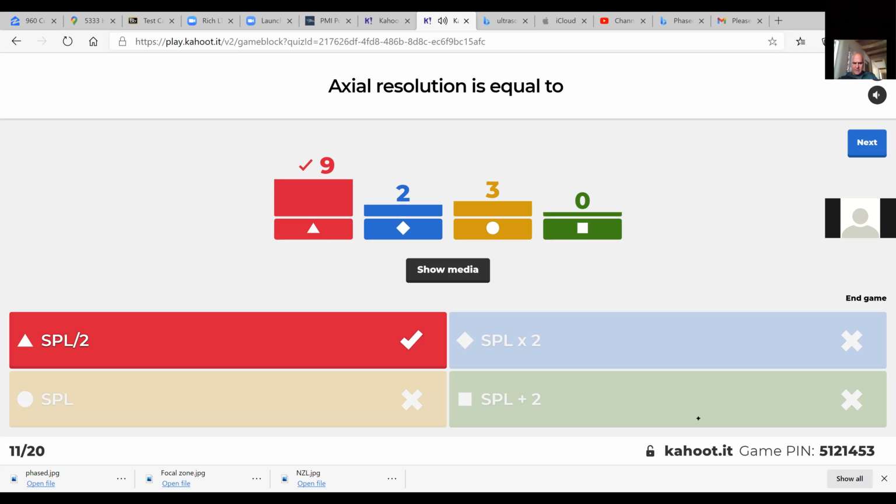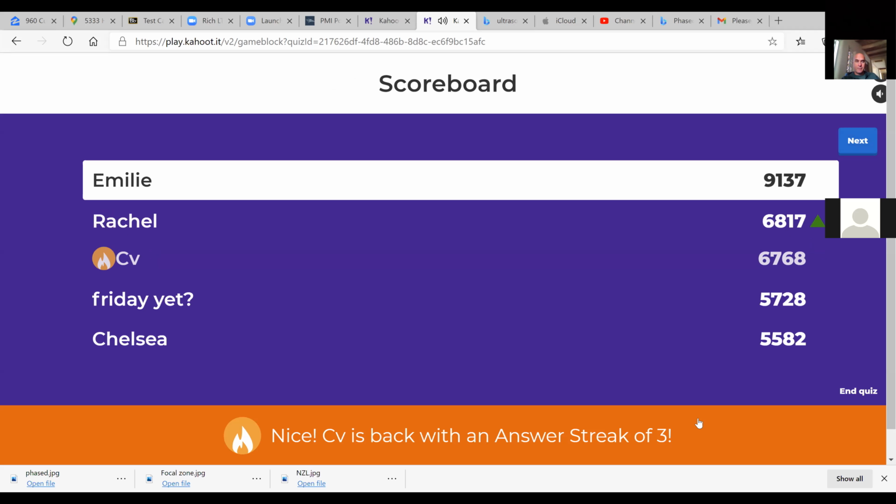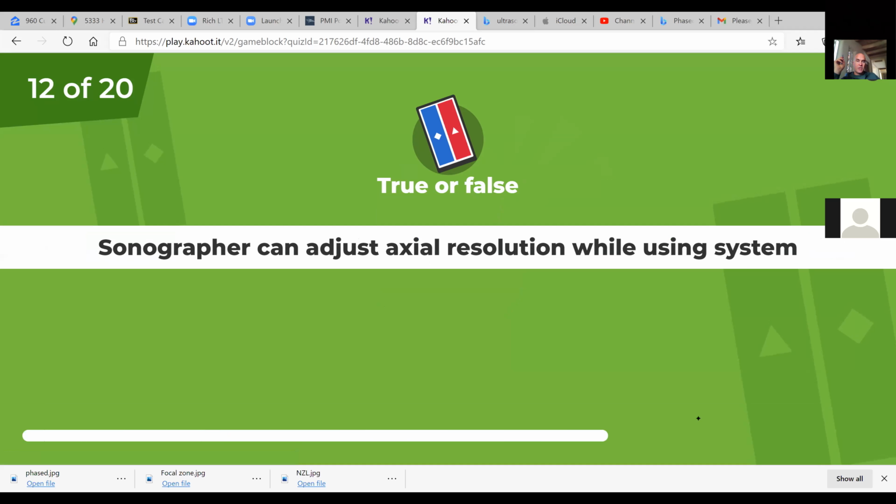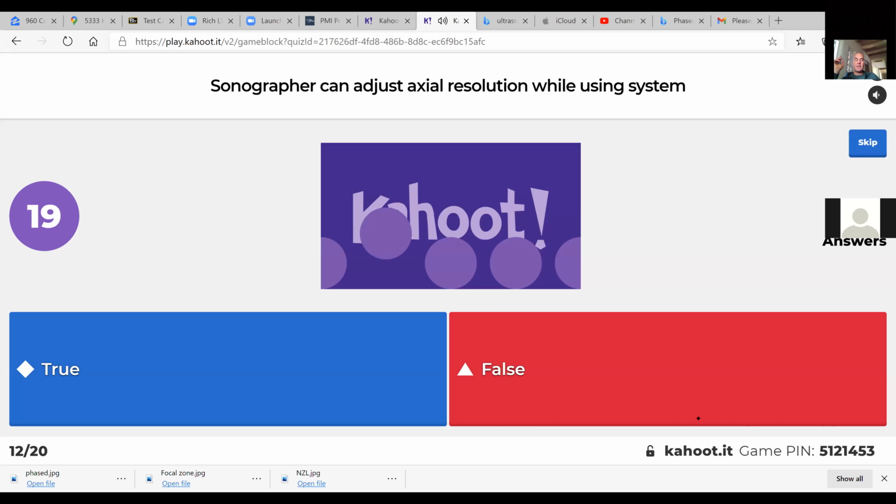Good, most of you got that correct. Spatial pulse length divided by 2 is axial resolution. Does that ever change throughout the beam? I'll leave that to you to think about. Sonographer can adjust axial resolution while using the system.